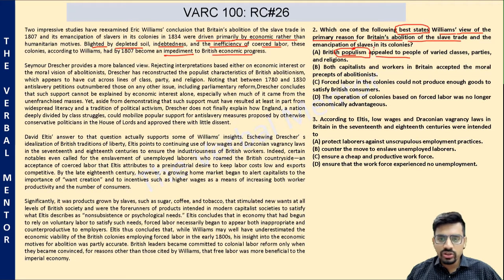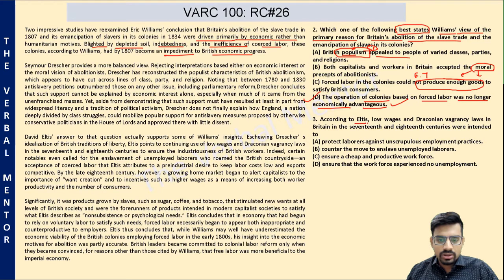The theory of populism was proposed by SD and not Eric Williams. Option B: both capitalists and workers in Britain accepted the moral precepts. Again, Eric Williams rejected the moral theory or humanitarian factors. He said they were not the factors behind abolition. Option C: forced labor in the colonies could not produce enough goods to satisfy the British consumers. Production was not the problem, it was economic reasons. So not exactly what the passage says, factually twisted. Option D: the operation of colonies based on forced labor was no longer economically advantageous. Exactly what the passage says. Easy question. Option D is the answer.